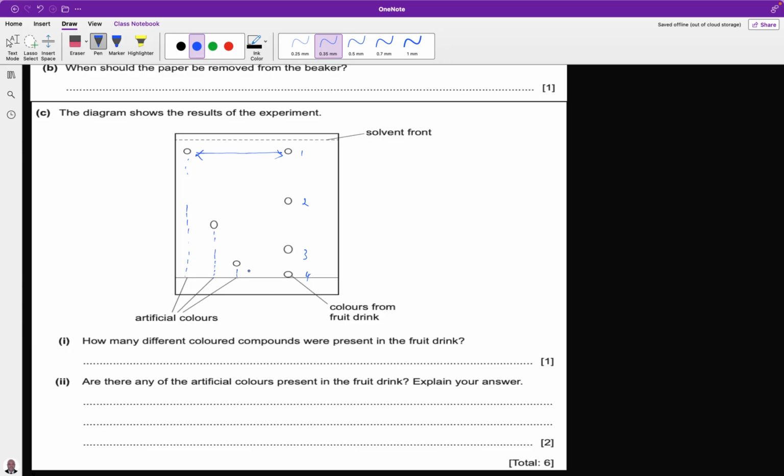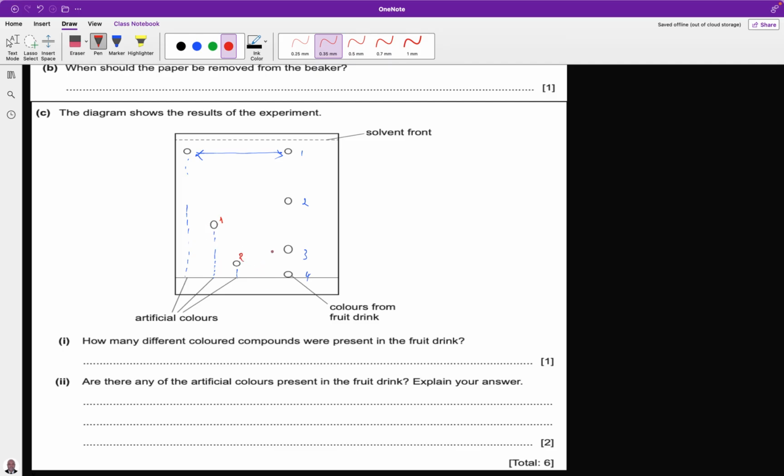Now, let's check if there is another element. If there's another one there. So, how many different colored compounds were present in the fruit drink? From the artificial compound, this one is present in the fruit drink. So the only two that were not in the fruit drink are what? This one here, and this other one here.